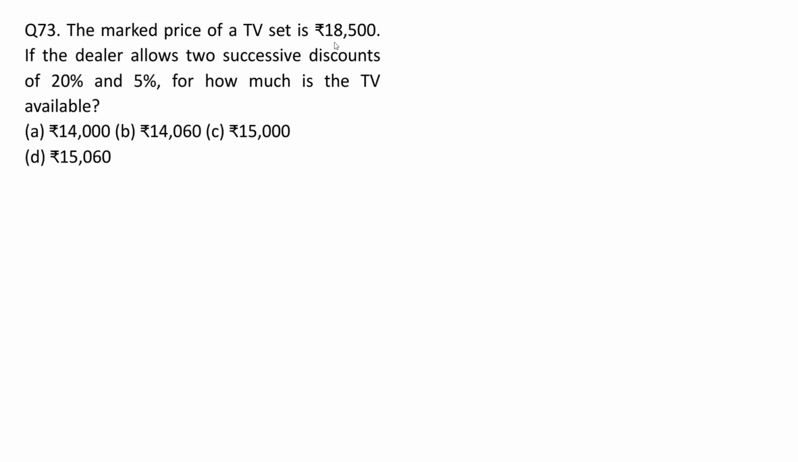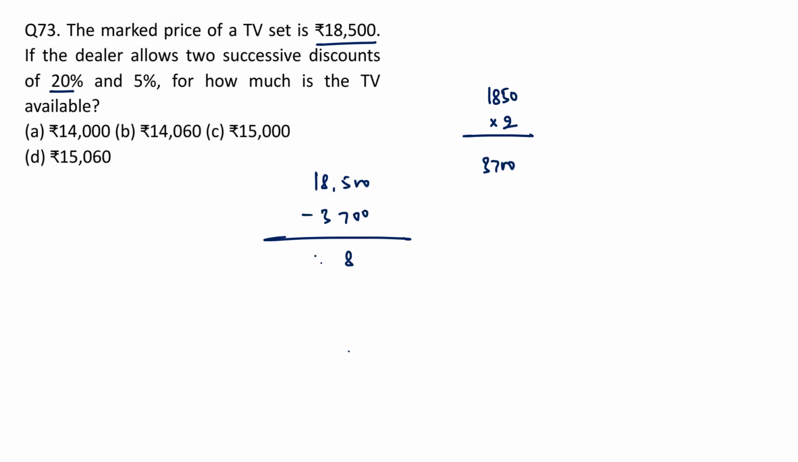The marked price of a TV set is 18,500 and the dealer gives two successive discounts. You give 20% discount. 10% is 1850, therefore 20% is going to be 3,700. So you subtract the 3,700, it's going to be 14,800. Again, you give 5% discount. 10% is 1480, 5% is 740. So you subtract simply 740 from it. Therefore, it's going to be 14,060 rupees.